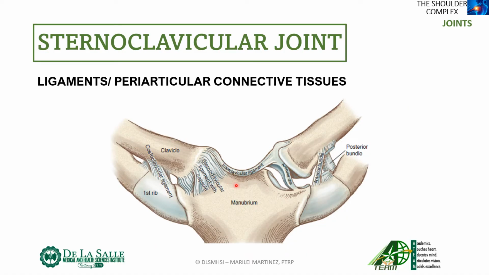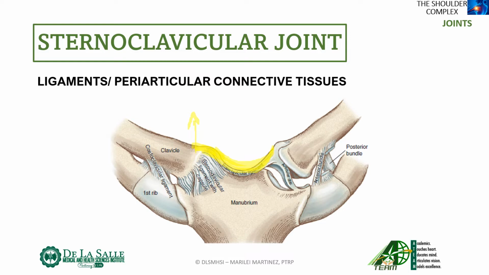Your interclavicular ligament prevents upward clavicular displacement at the SC joint. How? Remember, this is your interclavicular ligament. If there is upward displacement of the clavicle, your interclavicular ligament, which spans the jugular notch, will be able to limit excessive upward displacement of the clavicle, because it is located in this area.